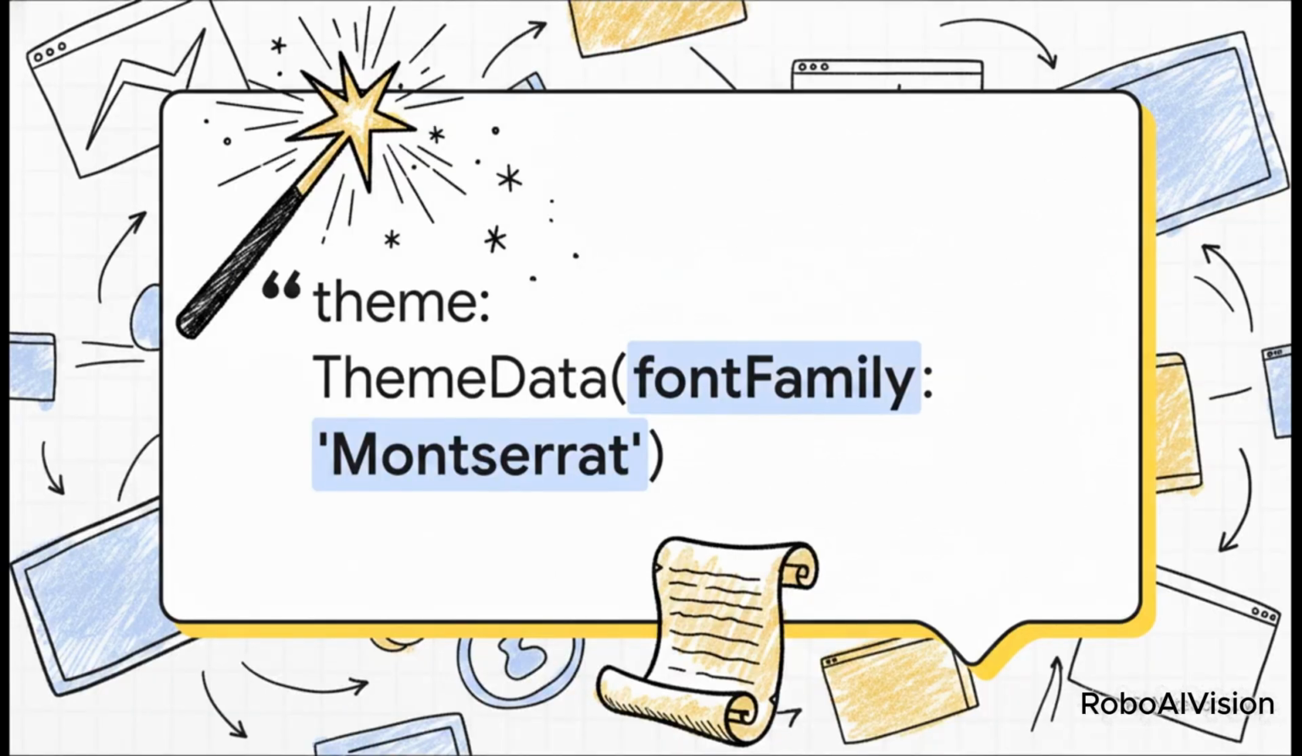But here is the absolute magic trick of this whole process. Instead of manually changing the font on every single piece of text across hundreds of screens, which would take forever, you just drop this single line of code into your app's main starting point. This global theme instantly transforms every single word in your entire application to your new luxury font all at once. It's a real game changer.